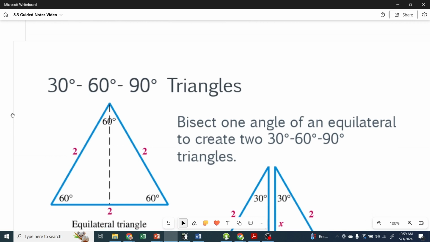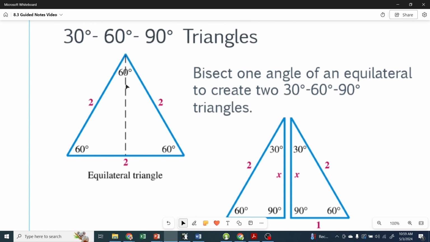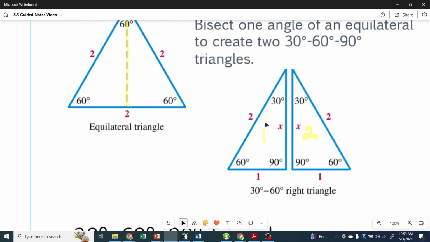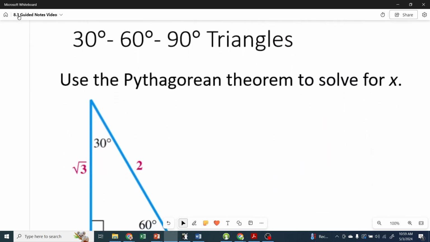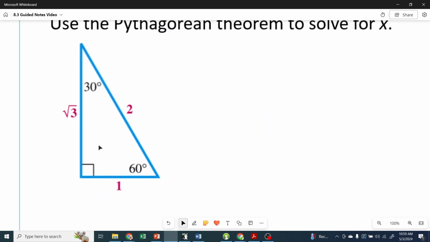Okay, 30, 60, 90 triangles. Now, if we take an equilateral triangle and we split it right down the middle here, right smack dab, right down the middle, we cut this. We end up with two triangles, one here and another one here, and those two triangles all have these 30-degree angles. They have one angle is 30, this one is 60, this one is 90. So if we go to solve for x, what's the value of x there, the length there? Over here we already have it, by the way, it's square root of 3.